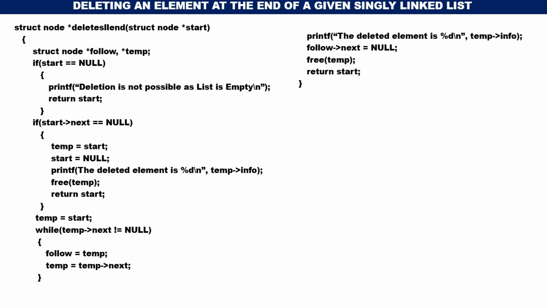Three cases are there. Start is equal to null. Start of next equal to null and start of next not equal to null. That's all. I think this logic is quite straightforward, nothing difficult.